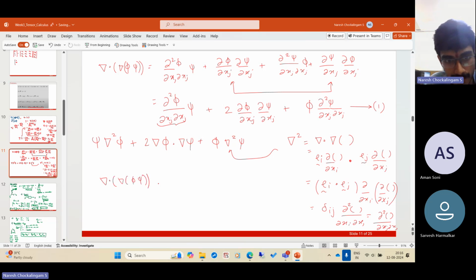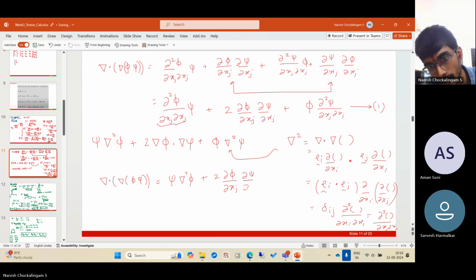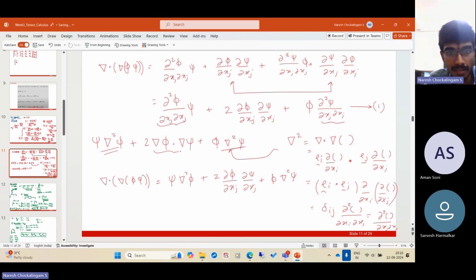So the first term is directly ∇·∇φ, so we can write this as ψ ∇²φ plus 2 times the middle term, plus again here you have ∂xj ∂xj, so it is φ ∇²ψ. We already got this one and this one. Now look at this term.